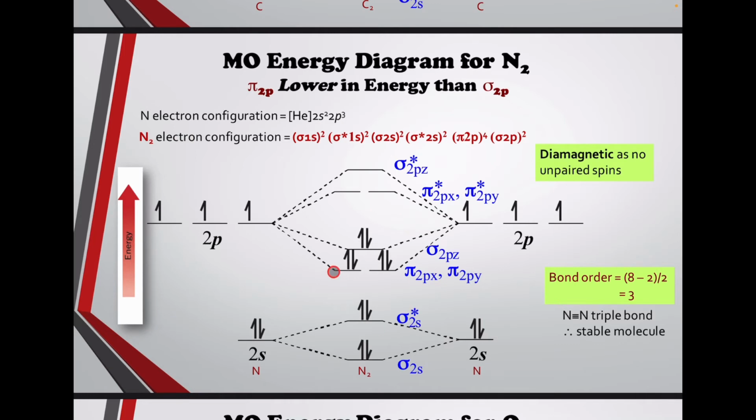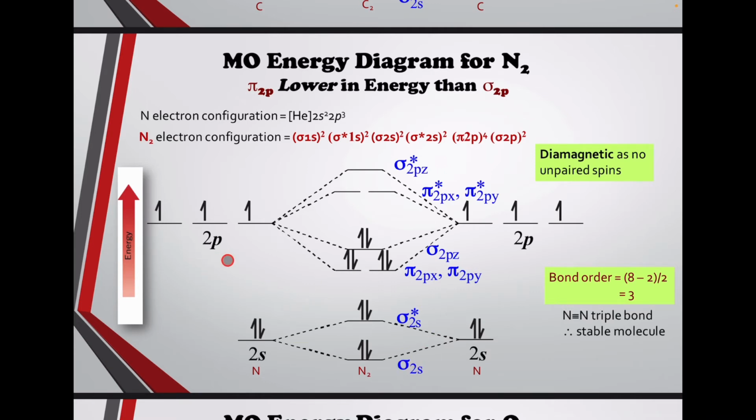This is the molecular orbital for N2. First, draw for the 2s orbital. So this is the nitrogen 2s2 and another nitrogen 2s2. So the sigma 2s and sigma antibonding 2s are fully filled with electrons.